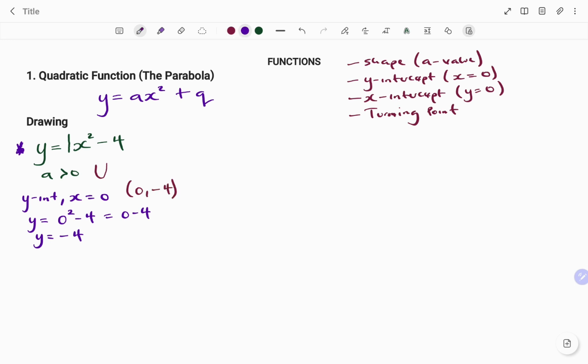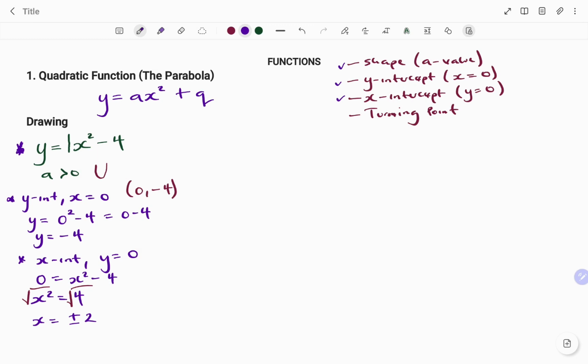Then I move on. I've done my shape, I've done my y-intercept. The next step is my x-intercept. So for the x-intercept, the value of y equals 0. Using the same formula, I have 0 equals x squared minus 4. Moving my negative 4 to the other side, I have x squared equals 4. And to find the value of x, I'm going to take the square root of both sides. So therefore, my x will be plus or minus 2.